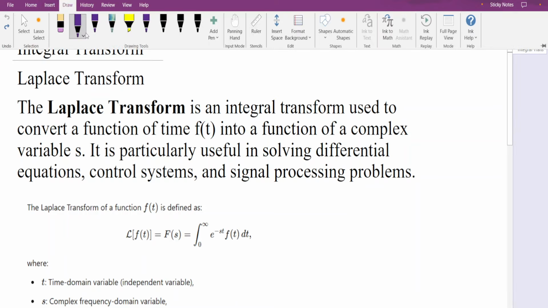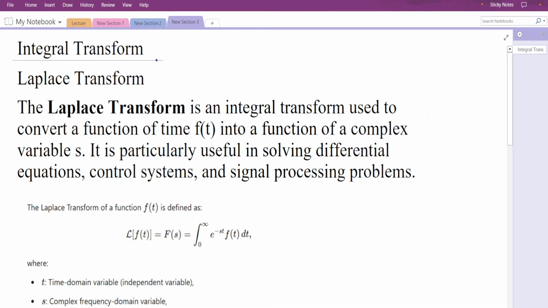Today I will be discussing some basics of integral transform. Firstly, we will be discussing a few things about the Laplace transform. The Laplace transform is an integral transform which is used to convert a function of time, that is f(t), into a function of a complex variable, known as small s. It is particularly useful in solving differential equations, control systems and signal processing problems.